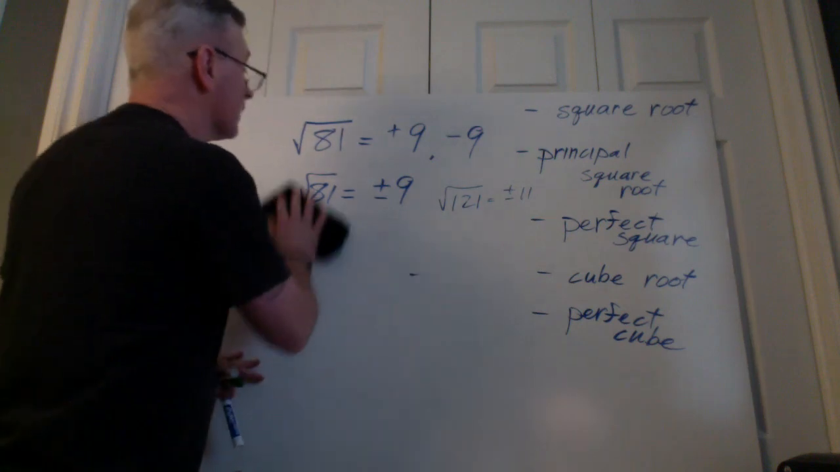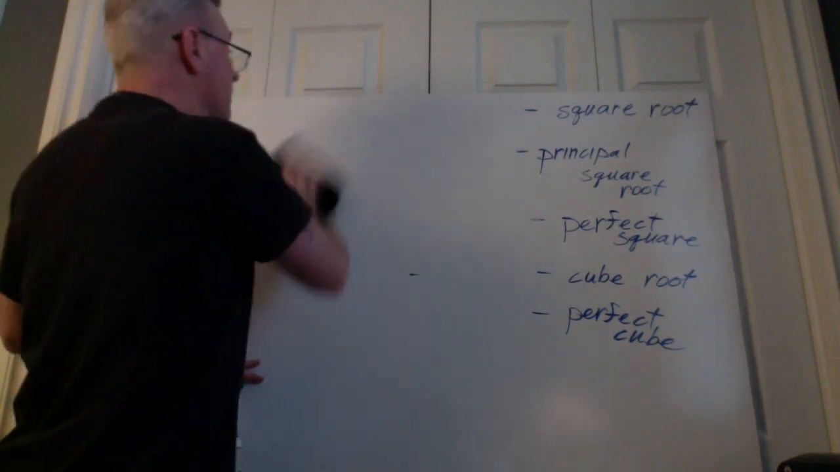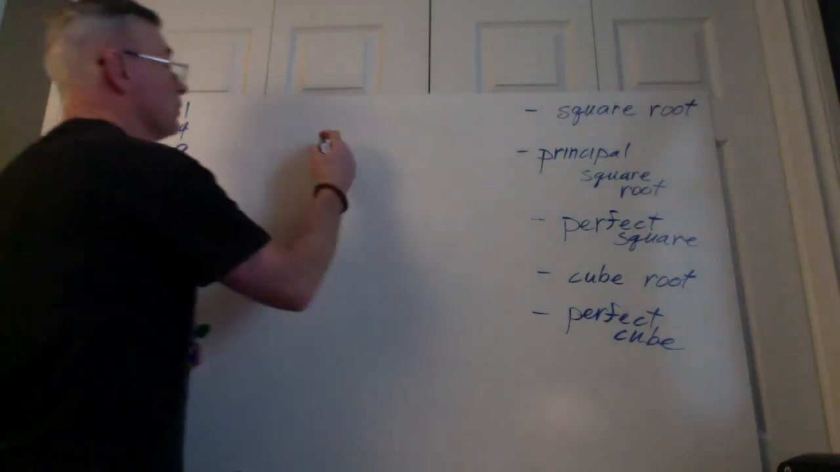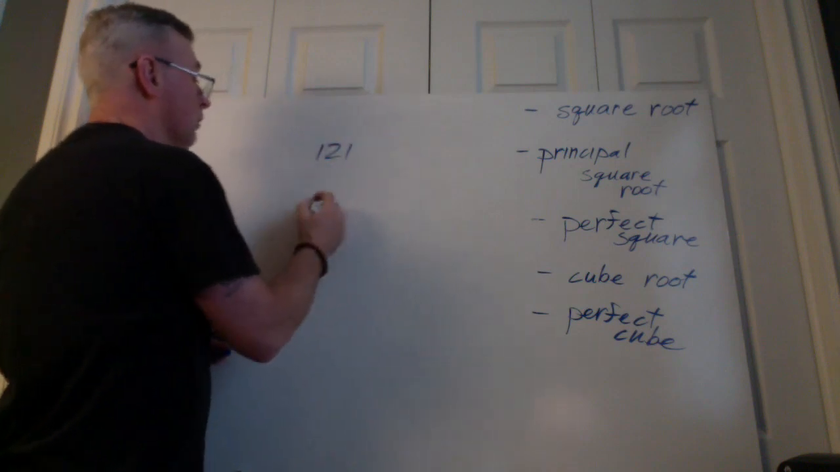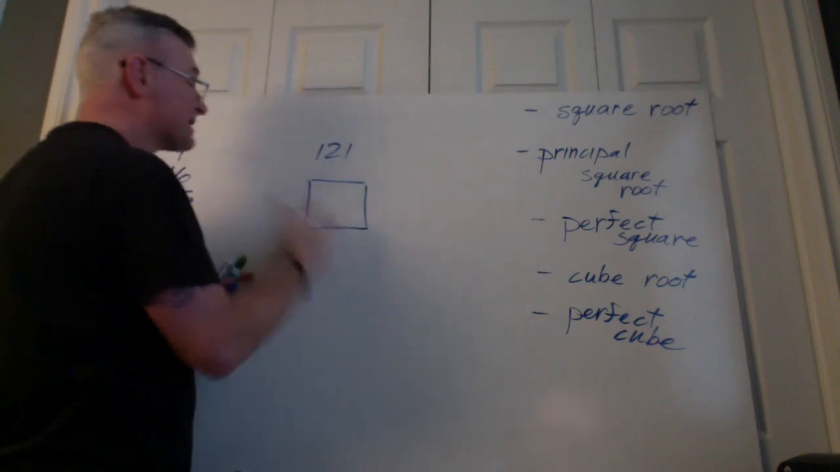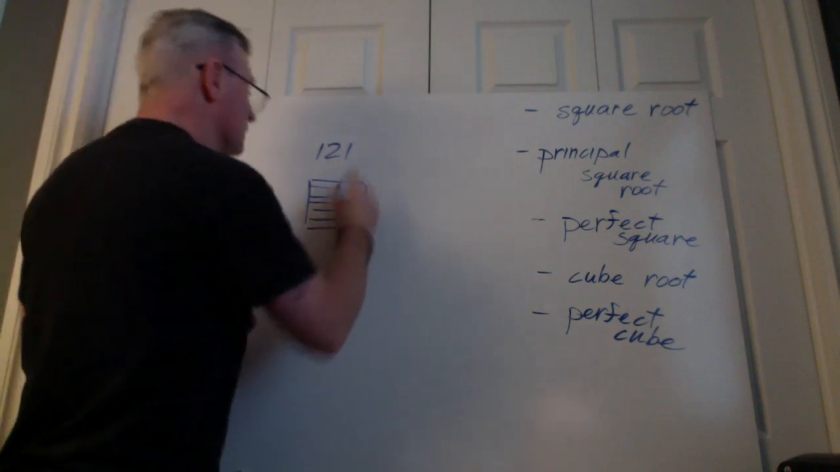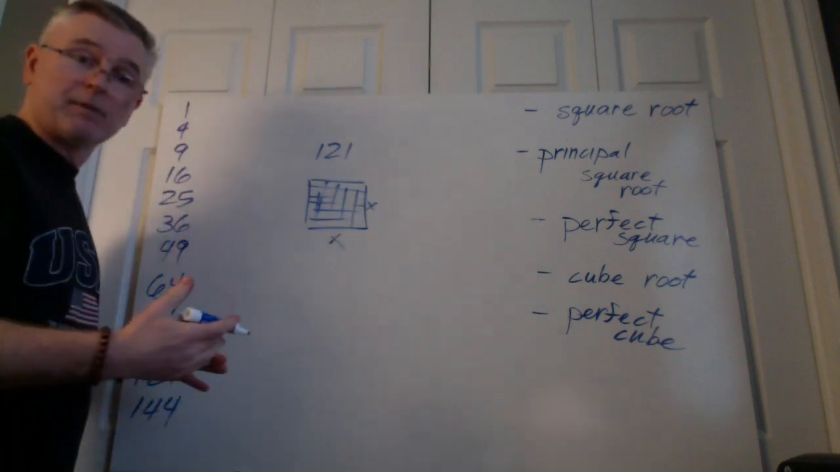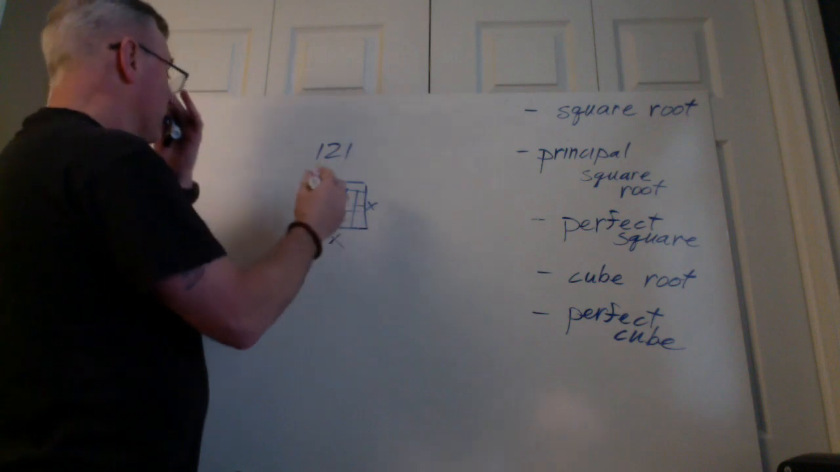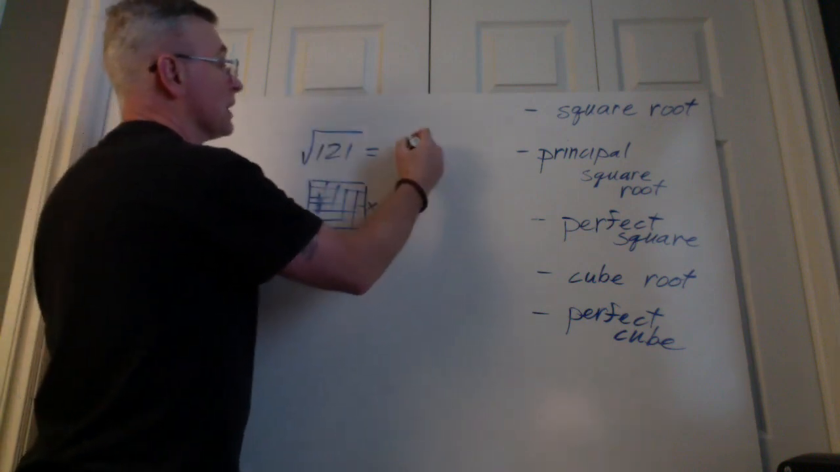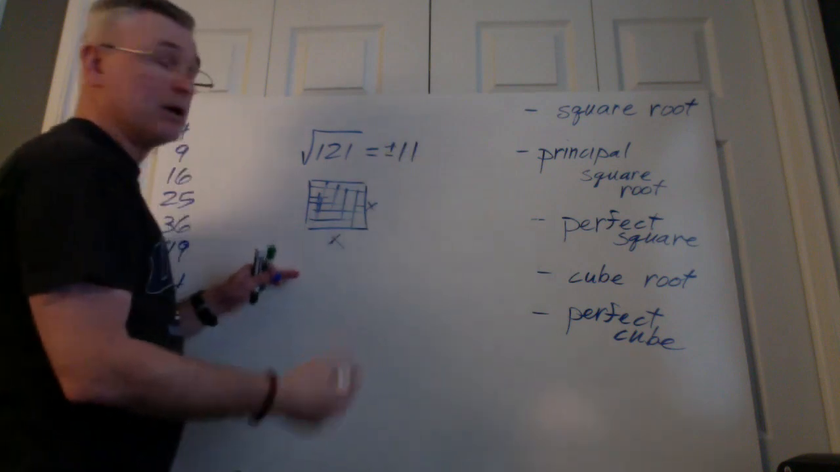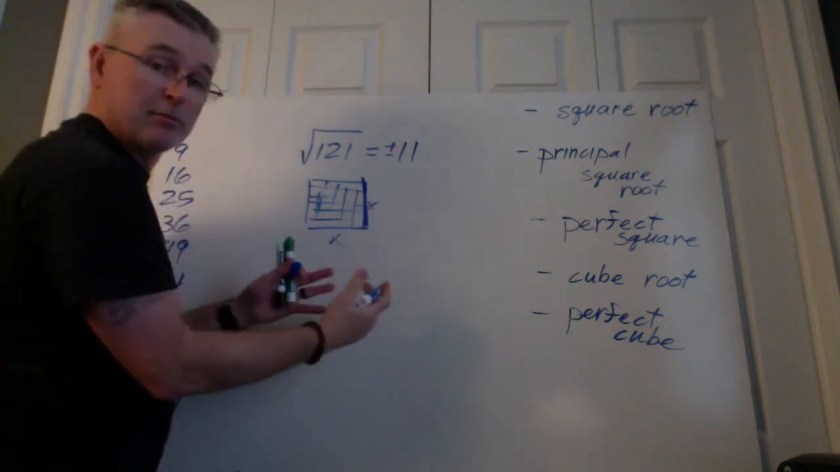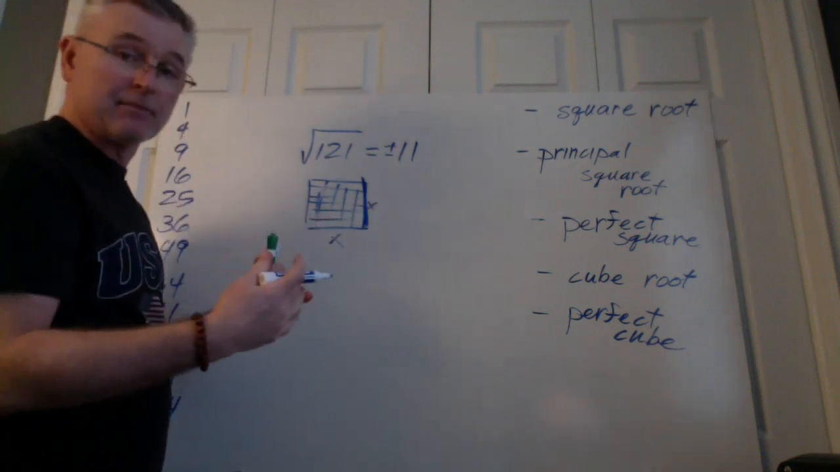Now, when we do have a number that comes up with an integer for a square root, like that 121, what we're saying is we have a square, and inside that square, there are 121 squares inside, and what we're looking for is the length of one of the sides, okay? So 121, we want to find the square root. Square root equals positive or negative 11. Now, in this case, I don't have a length of a negative 11 because there's no such thing as a negative length.